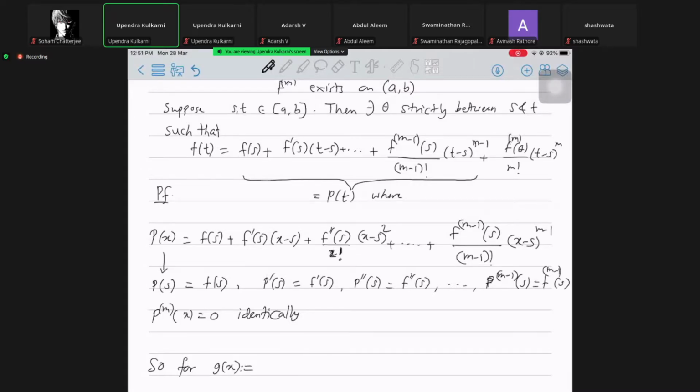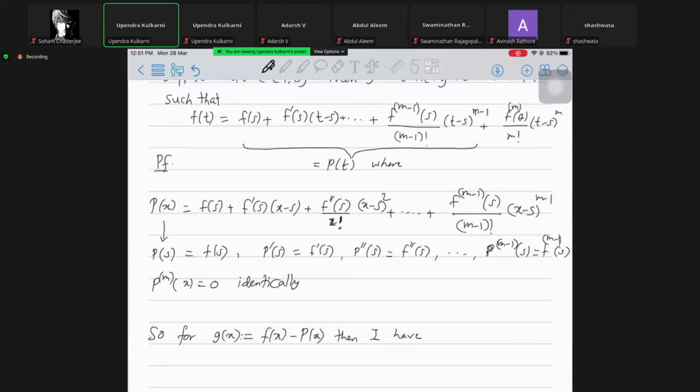So if I define g of x to be the difference between the function f and the polynomial, then what do I have? g of s and g prime of s, g double prime of s, all the way up to the m minus 1 derivatives of g at s are 0, because all these derivatives are just the differences between the corresponding derivative of f and that of p. All right, so easy and nice.